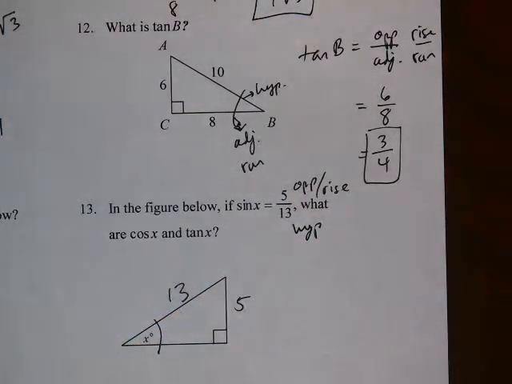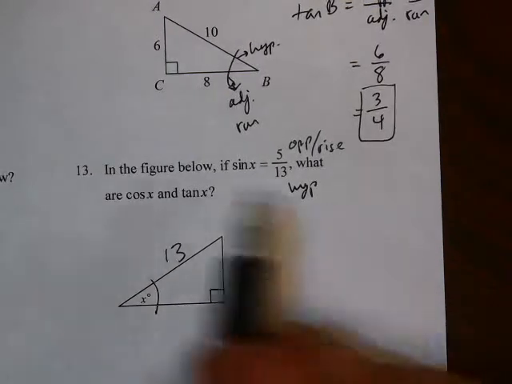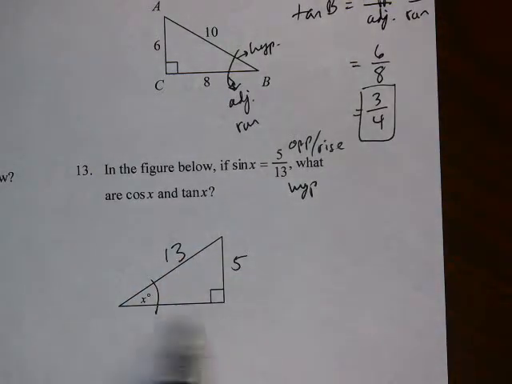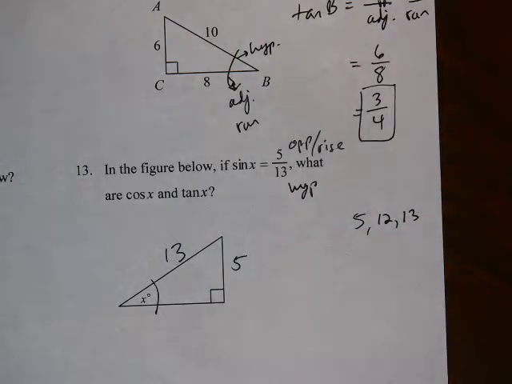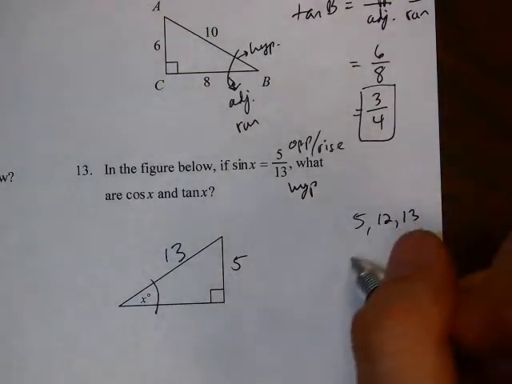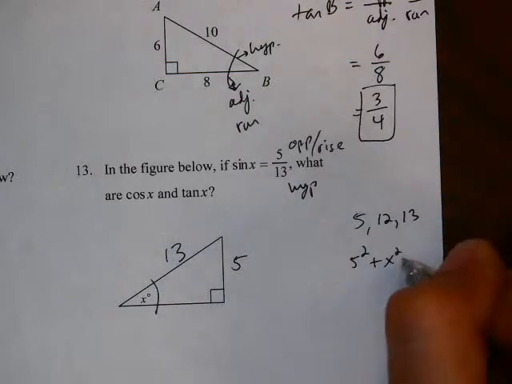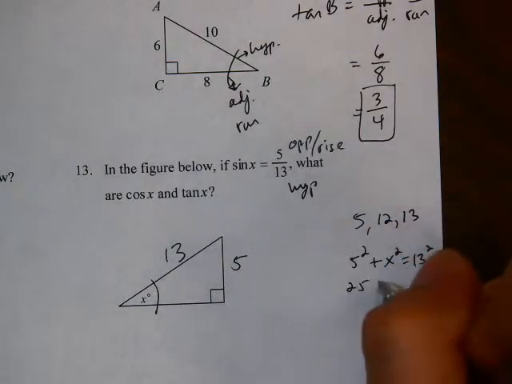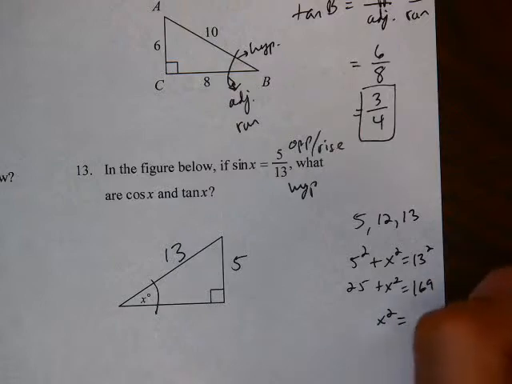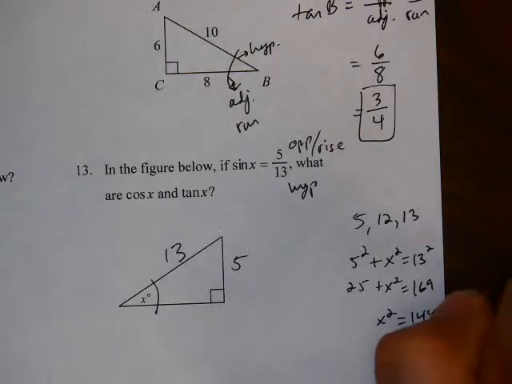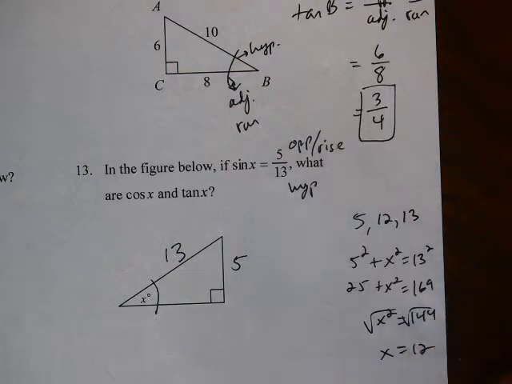That's your 13. Now to get cosine x and tangent x, you need this bottom piece. You need that adjacent side. And to get it, if you remember Pythagorean triples, one of them was 5, 12, and 13. Or if you didn't know those, you would have to do the Pythagorean theorem. It would just be 5 squared plus x squared equals 13 squared. You'd get 25 plus x squared equals 169. You have to subtract the 25. You get 144. Take the square root, and you get 12. But again, if you remember the triples, you've already memorized it anyway. So there's 12 on that missing side.